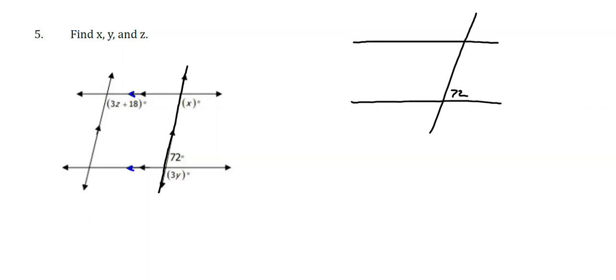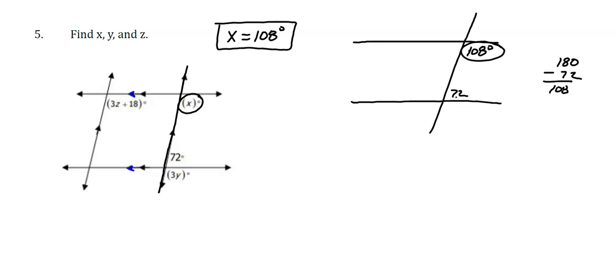So that should help me out because I know that these 2 angles right here are same side interior. They must add up to 180. So I'm going to subtract the 72, and that tells me that that angle right there is 108. So I now know what x is. It's 108 degrees. So we're done with that one.